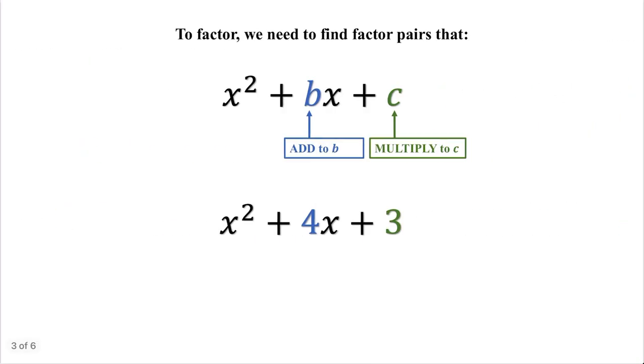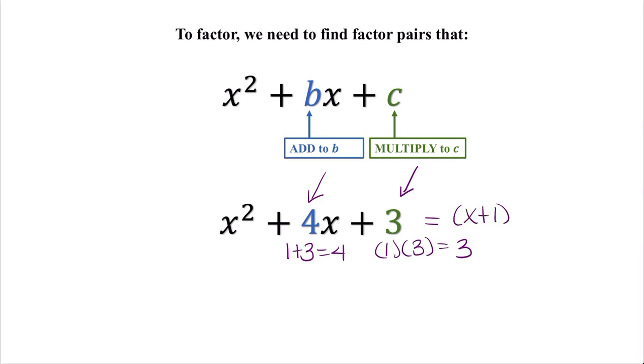When we have our trinomial in standard form, we need to find factor pairs that are going to multiply to the c term, and they're going to add up to the b term. If we look at our example, x squared plus 4x plus 3, we need two numbers that multiply to 3 and add up to 4. The factor pair that works in this example is 1 and 3, because 1 times 3 is equal to 3, and also 1 plus 3 is equal to 4. So when we factor this trinomial, we're going to write it as x plus 1 times x plus 3.